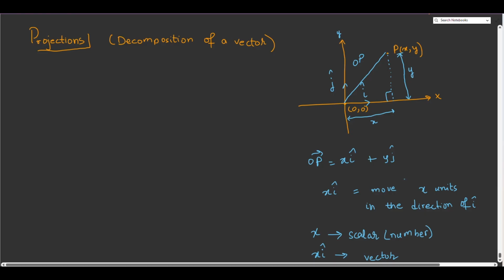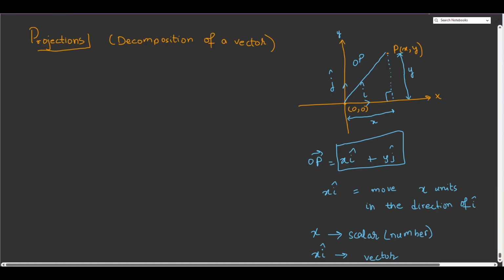So this is a kind of projection. This is a kind of decomposition. Decomposition means it will tell you how much distance you have to travel along the x-axis, and how much distance you have to travel along the y-axis, or in the direction of j.